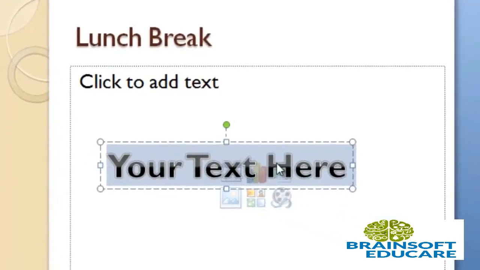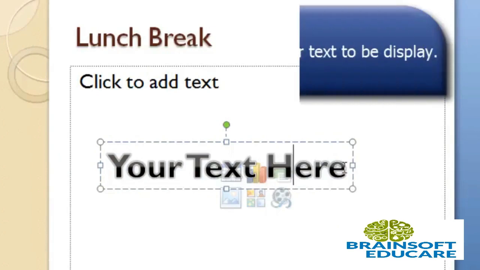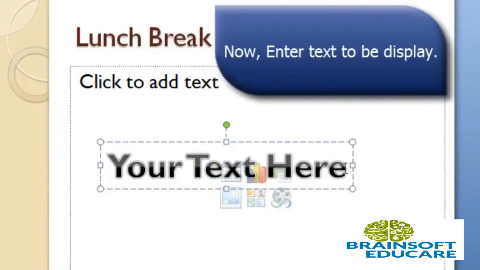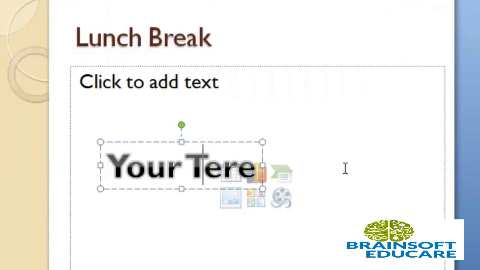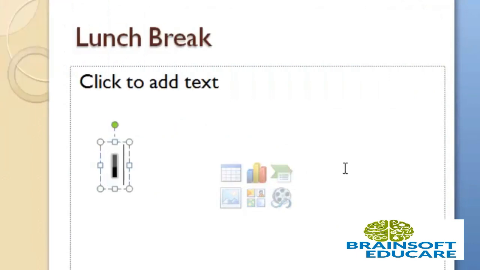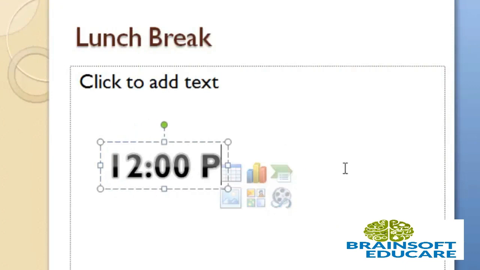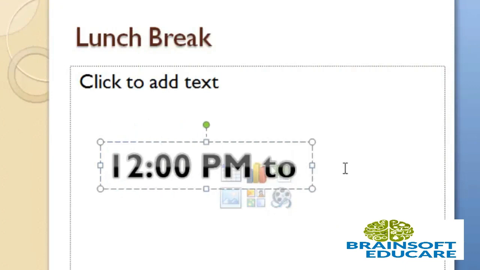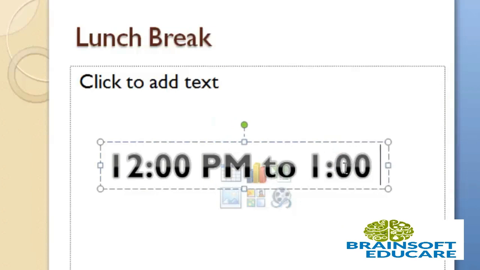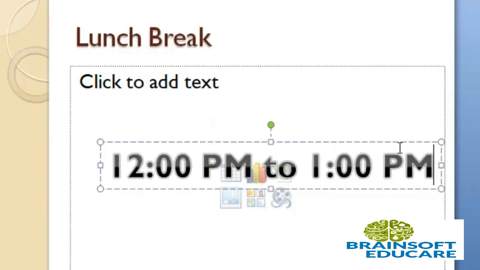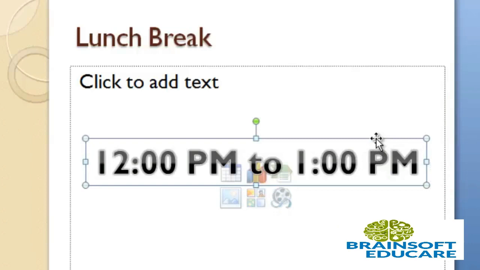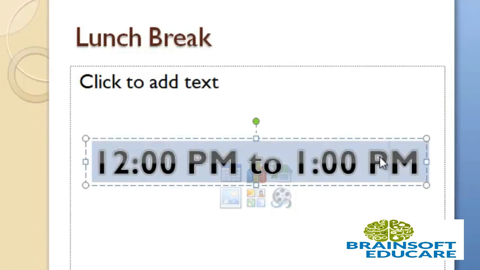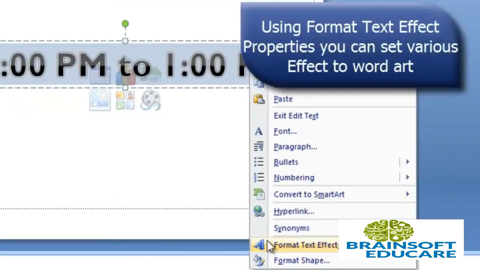Once you click on that black and white style, you have to enter your text to be displayed in word art. So I am entering my lunch break time, which is 12 p.m. to 1 p.m. So this text is created. Now this is not looking very graphically rich, so we can set various properties. So right click on that word art and select Format Text Effects.